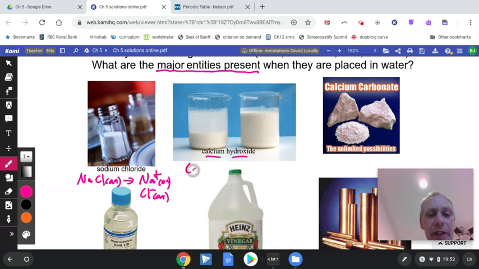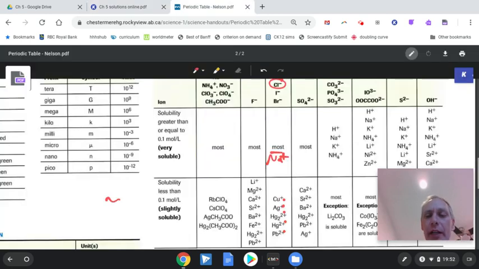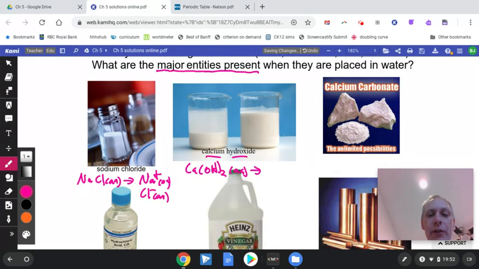Calcium hydroxide, Ca(OH)2, aqueous in water. Hydroxide is right there, and calcium is right there. Remember this cutoff, this is the high or very soluble, so it's high solubility as well. Same thing. It breaks apart into its ions, Ca2 plus and 2OH minus aqueous. So that's what it would look like in water: calcium ions, aqueous, and hydroxide ions.